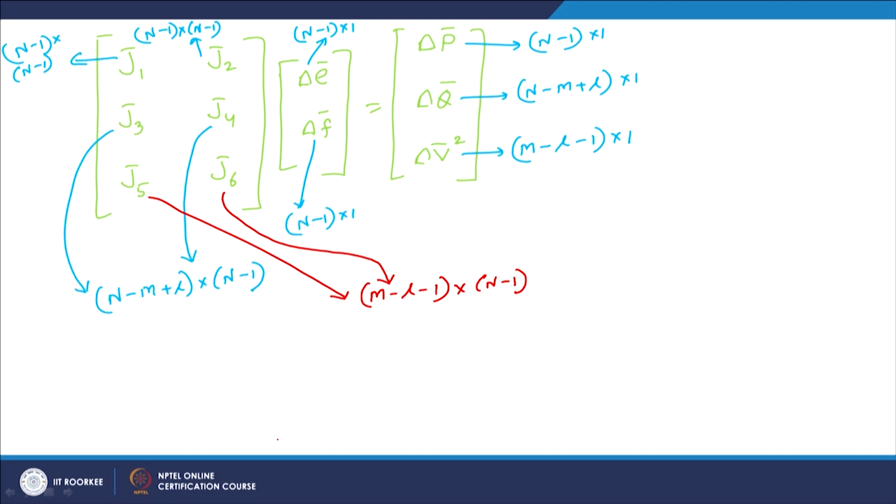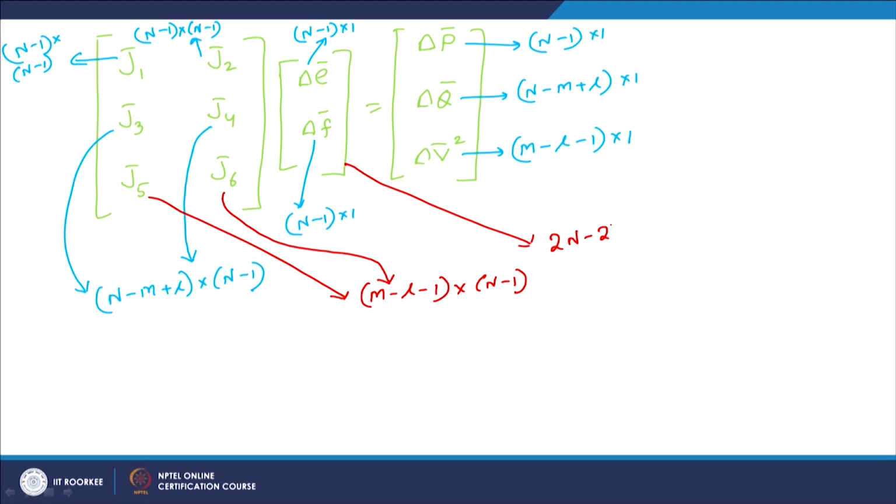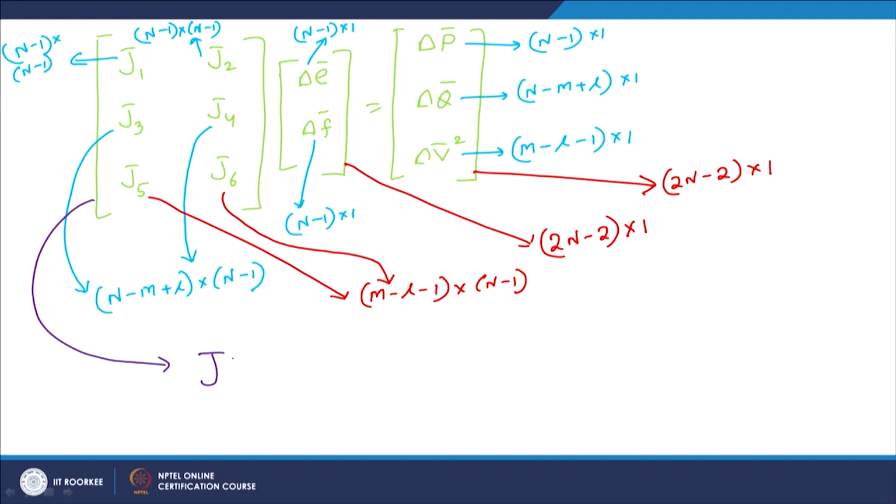Now, what happens to the total dimension of the J matrix? Here it is 2n minus 2 cross 1. This is also n minus 1 and plus, so this is also 2n minus 2 cross 1. So overall, the J matrix dimension does not change, 2n minus 2 cross 2n minus 2. The overall dimension does not change, but J3, J4, J5, J6 do.